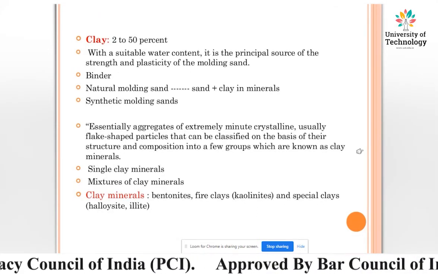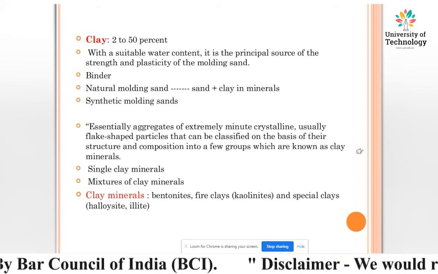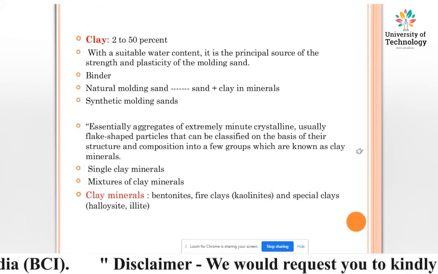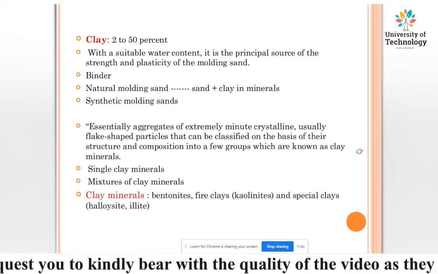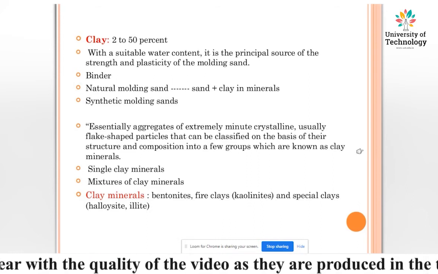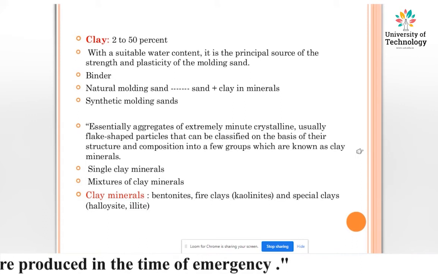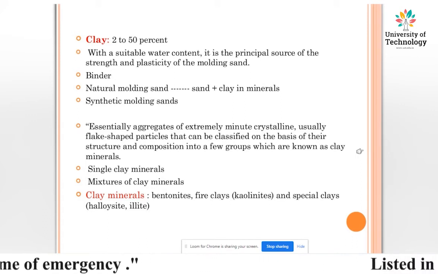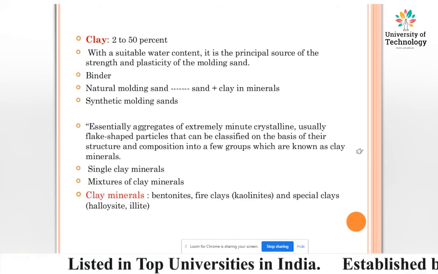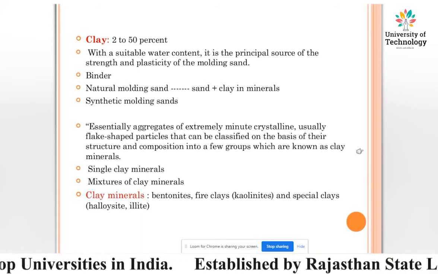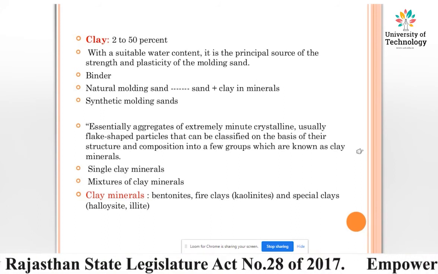Clay. The second ingredient of the sand is clay. Clay is 2 to 50% present in the sand. With a suitable water content, it is the principal source of the strength and elasticity of the molding sand. It is used as a binder in molding sand. Natural molding sand contains clay minerals. Synthetic molding sands are also used.